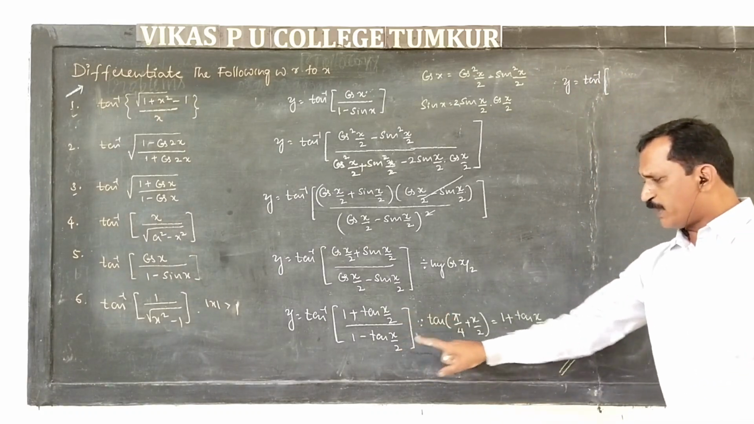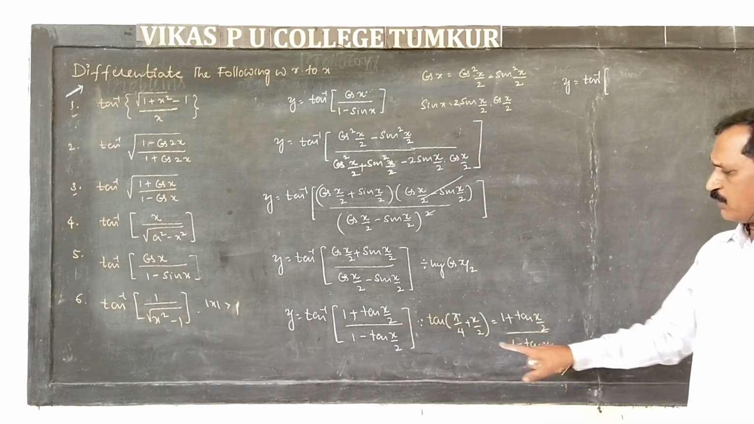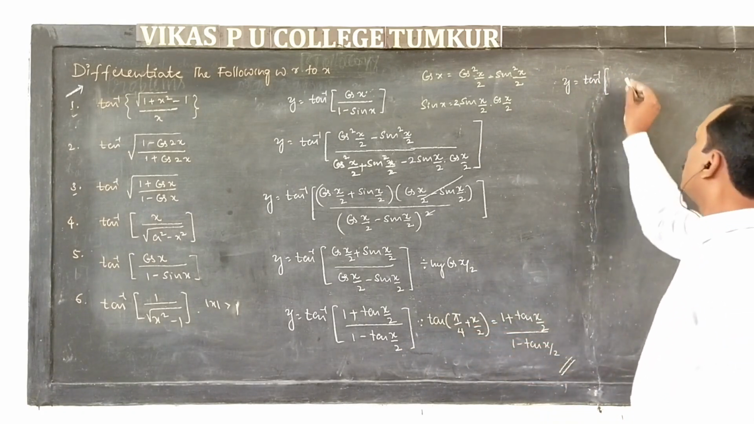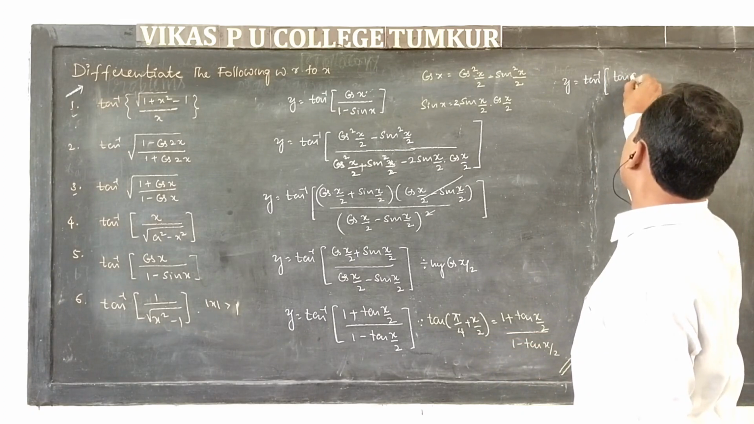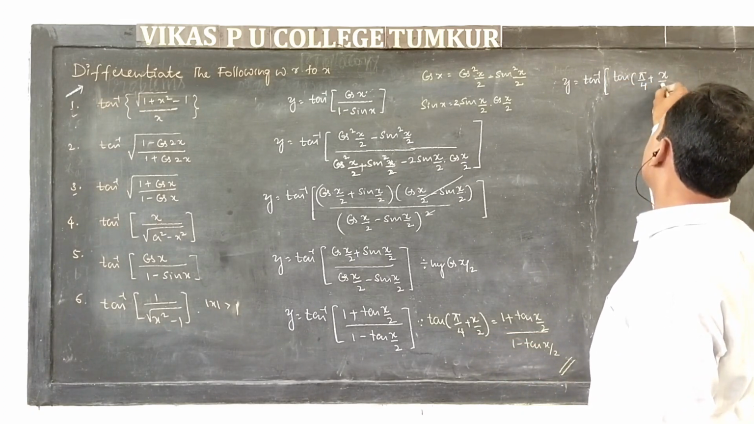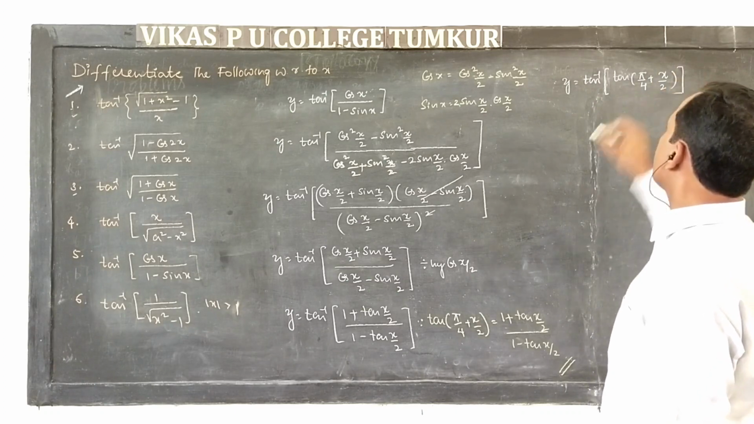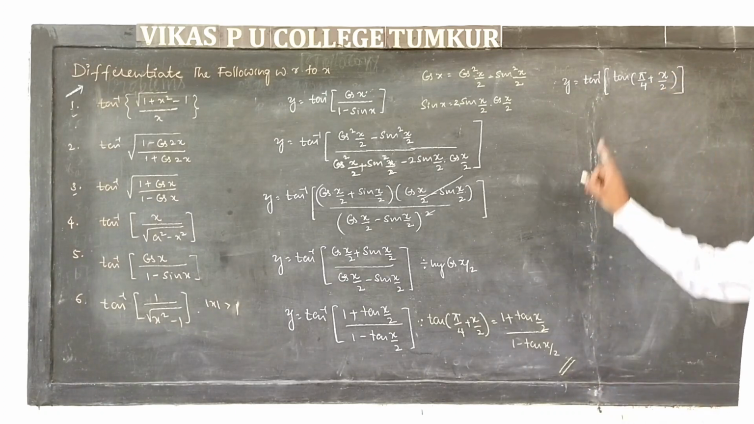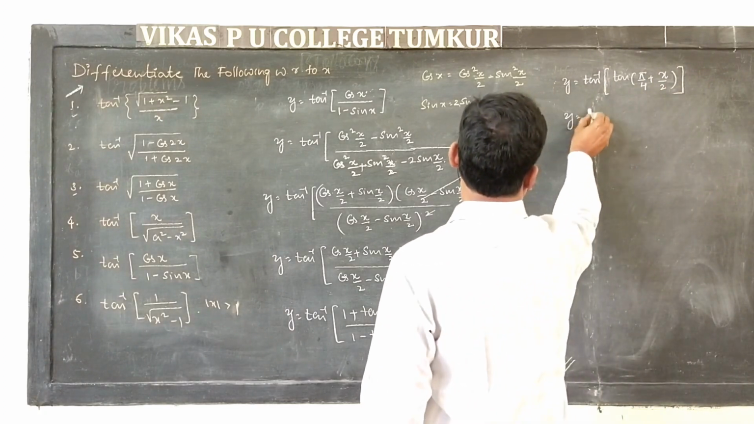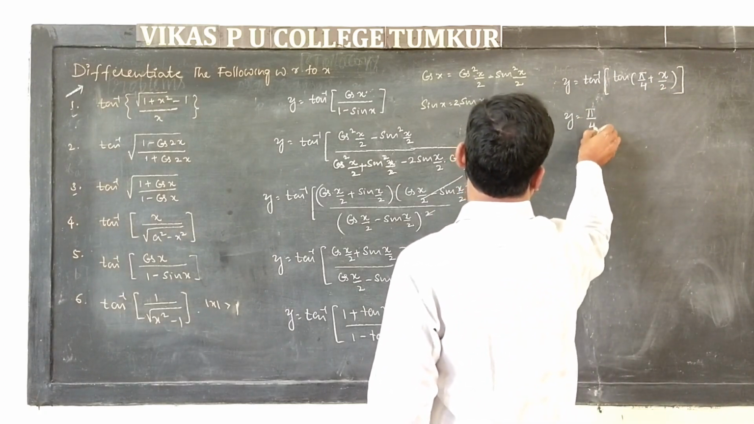1 plus tan x by 2 by 1 minus tan x by 2 is tan of pi by 4 plus x by 2. Okay, now tan inverse of tan x is x only. So y is equal to pi by 4 plus x by 2.